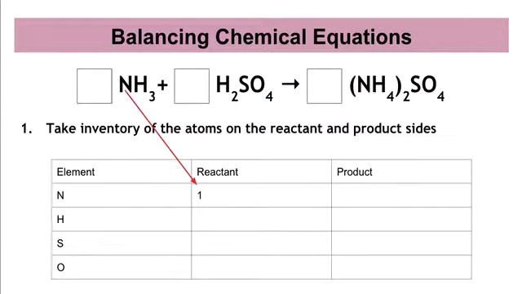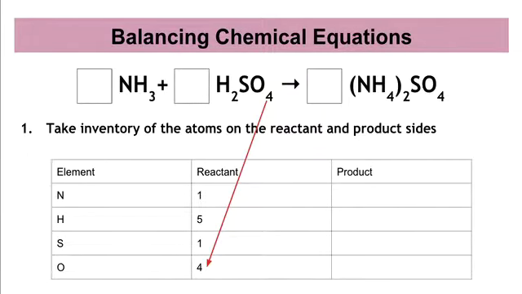If you look, I have one nitrogen. It's the only nitrogen on the reactant side. I have 5 hydrogens. There are 3 hydrogens in the NH3 molecule, and there are 2 hydrogens in the H2SO4 molecule, giving me a total of 5 on the reactant side. I only have 1 sulfur, and I have 4 oxygens. So now we have an inventory of what's on the reactant side.